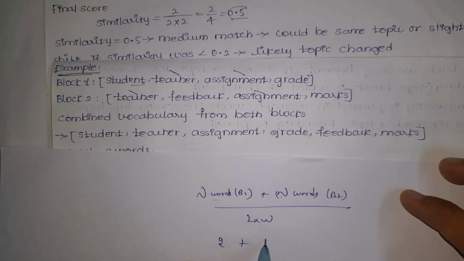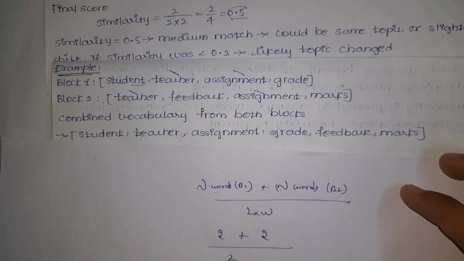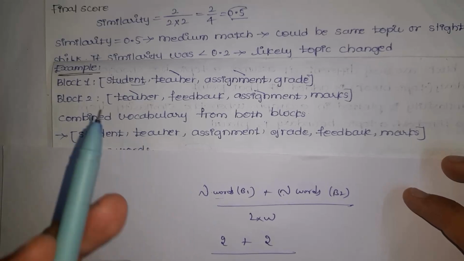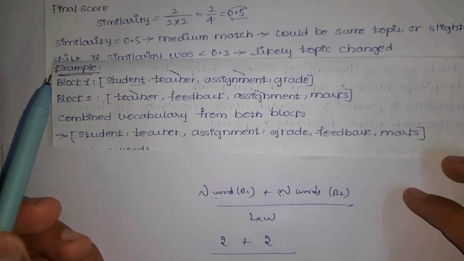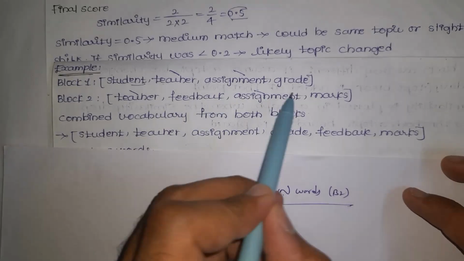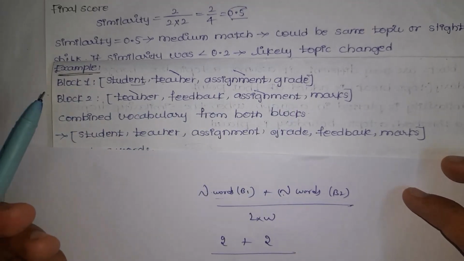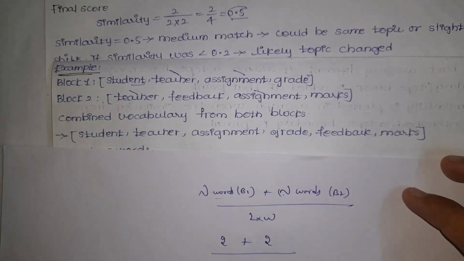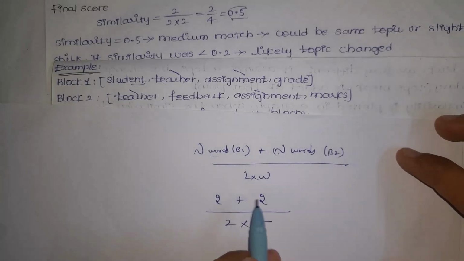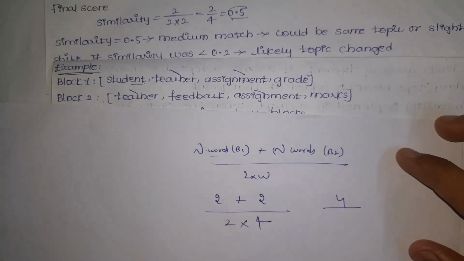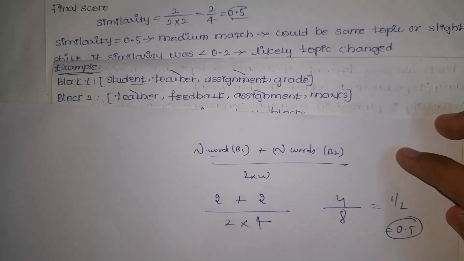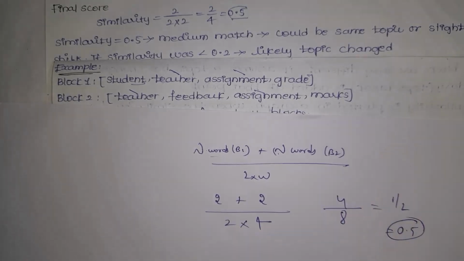That is 2 plus 2, 4, by 2 into the number of words in block 1 and block 2. The number of words in block 1 is 1, 2, 3, 4 and similarly the number of words in block 2 is 1, 2, 3, 4. So total words is 4. So that is 2 plus 2, 4, by 4 into 2, that equals 4 by 8, that equals 1 by 2, that equals 0.5. If the value is 0.5 then we consider it the same topic. So these two blocks come under the same topic.